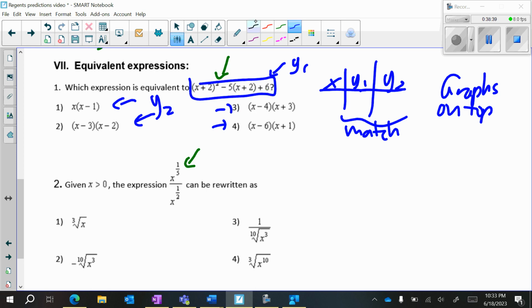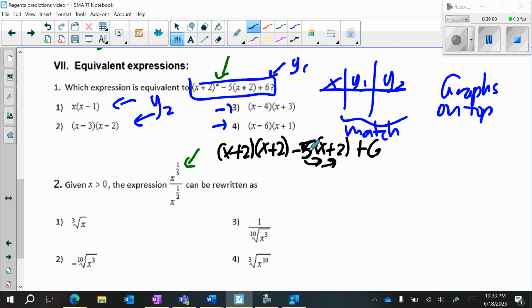Now, could you do this the full out way? For sure. And if you want, you can. You can sit there and do x plus 2 times x plus 2, use the box method. Then you can distribute the 5, but you have to remember to distribute the negative. And then you have to do all these out and see which one matches. And because you have 3 hours on your Regents, you can do it this way as well.